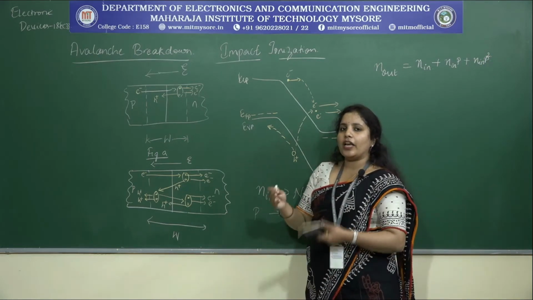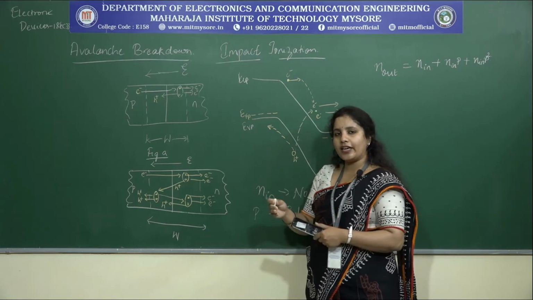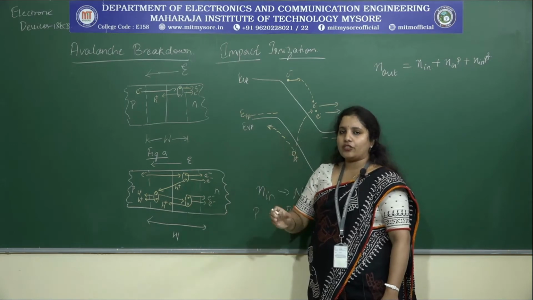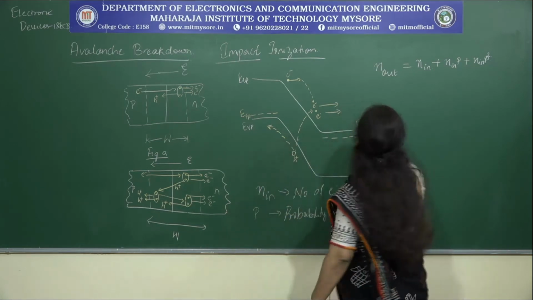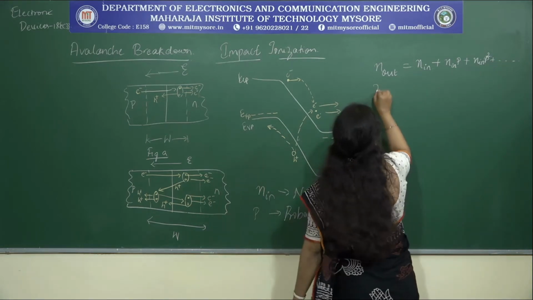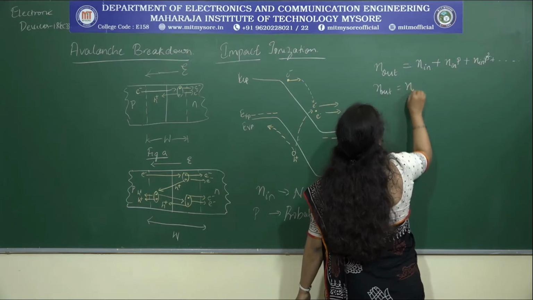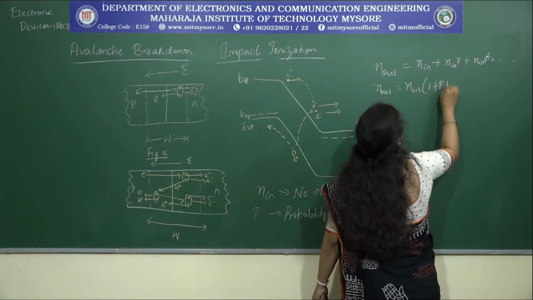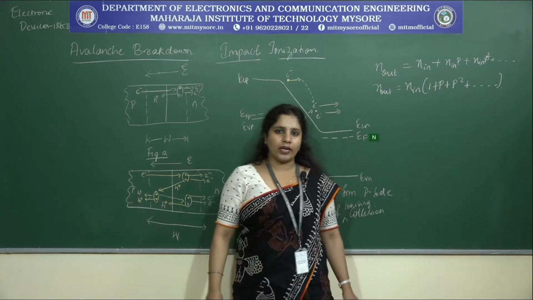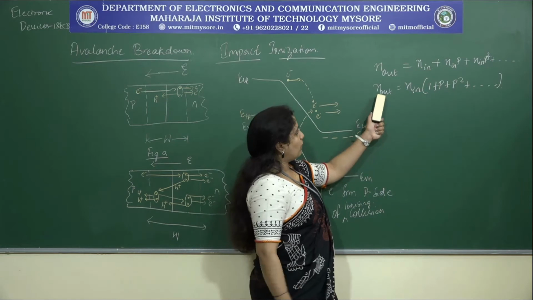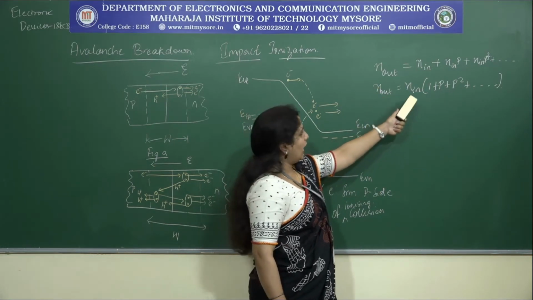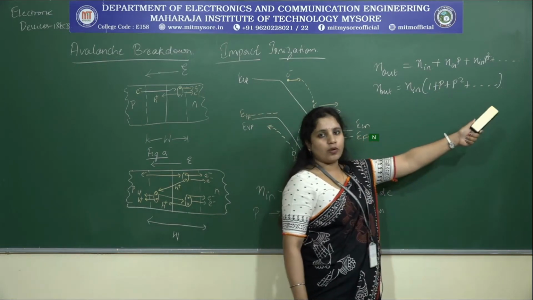Again that tertiary will result in collision with the other atoms and provide Nn into P cube number of electrons, right? So if I go on, I'll just represent it through the dotted lines. If I take out the Nn as a common factor, this is the term I'll be getting, which relates to the number of electrons present at the N side, given by Nn into 1 plus P square and so on.